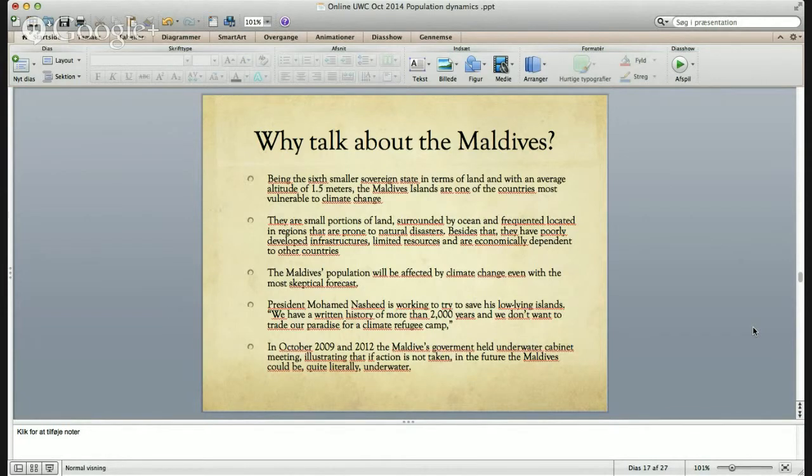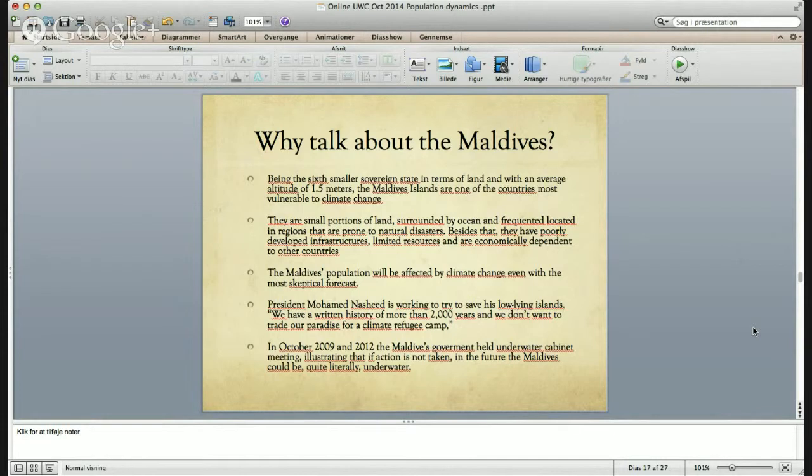Particularly, again, we tend to think about this island as this paradise for tourists. So when we say they're economically dependent on other countries, they're very dependent on holding money on the island. So there's been a lot of different forecasts about how the Maldives will be affected by climate change. But even if you look at the most skeptical forecast, it looks like a pretty bad situation.